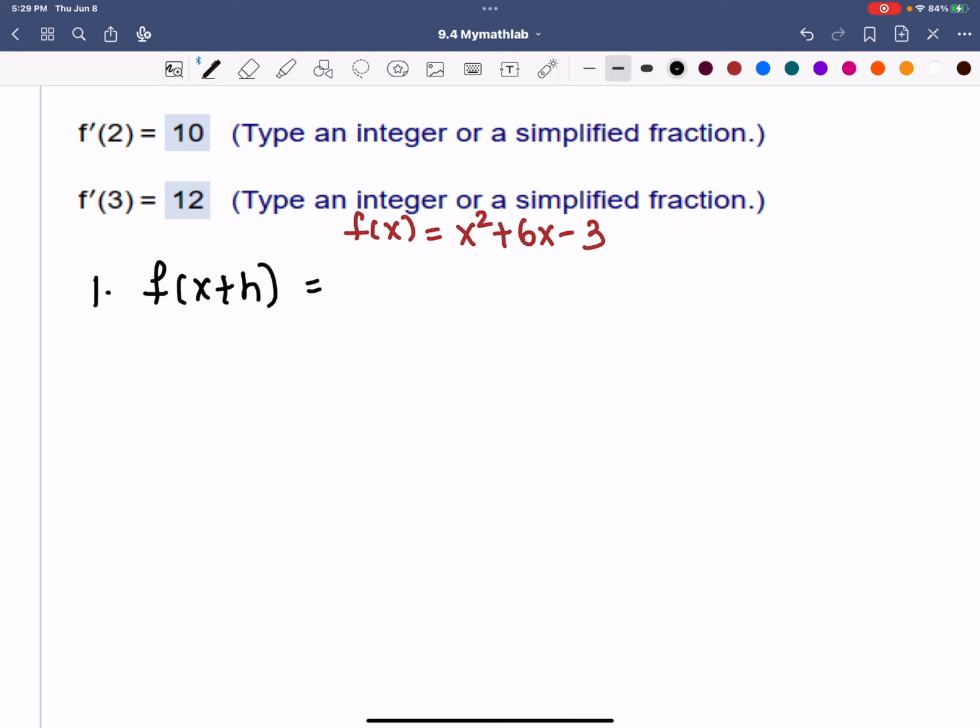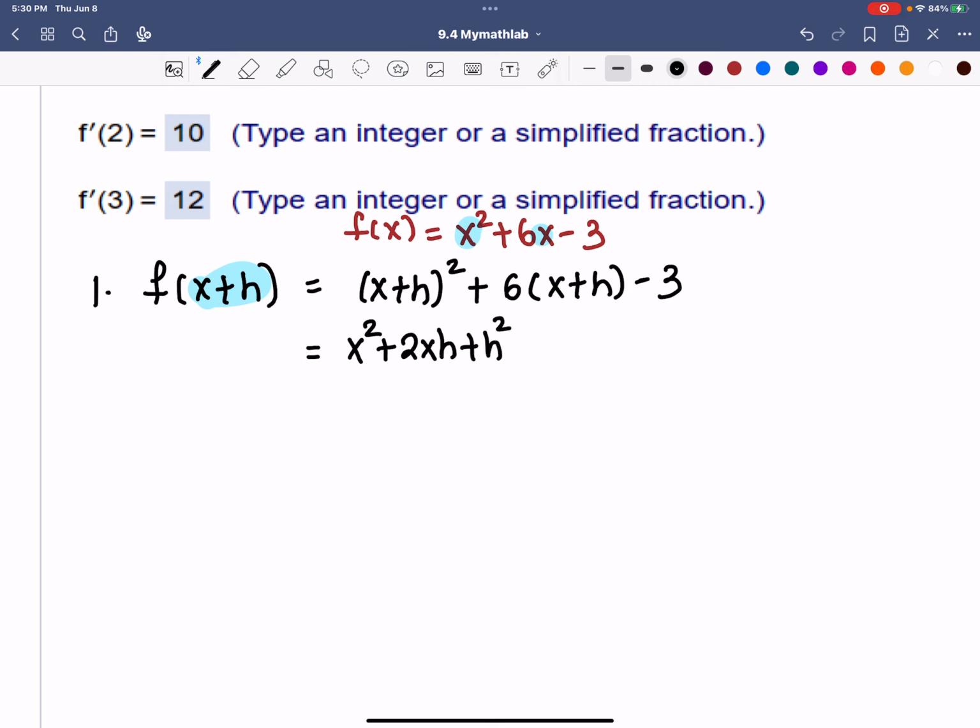So step 1 is to find f of x plus h, which, remember, you simply replace your x with x plus h. So every time you see x, you replace it with x plus h. So this is x plus h squared plus 6 times x plus h minus 3. I will go ahead and simplify. x plus h all squared is x squared plus 2xh plus h squared plus 6x, I'm distributing, plus 6h minus 3. Once I have it, what's my second step?